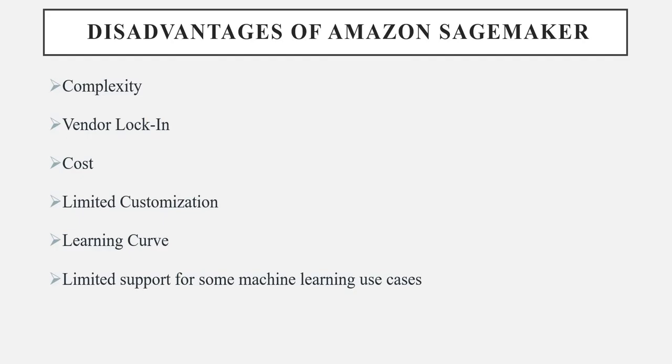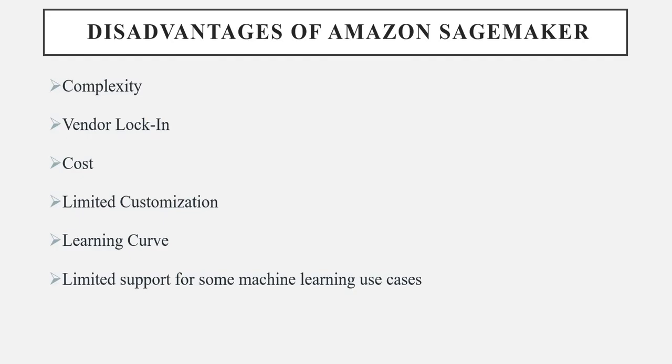Complexity: it provides an intuitive user interface and APIs, but machine learning can still be a complex field, and it may require a significant amount of knowledge and experience to use SageMaker effectively. The next is vendor lock-in. Using SageMaker can create vendor lock-in with AWS, as the platform is tightly integrated with other AWS services. This can make it difficult to switch to another cloud provider in the future.